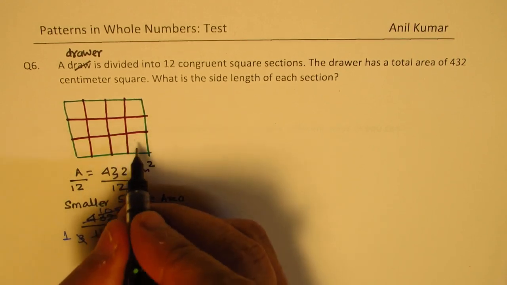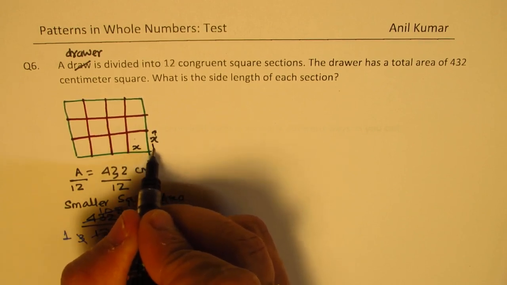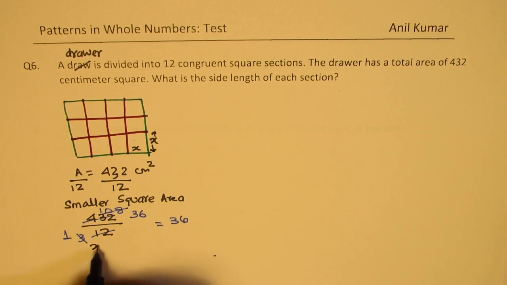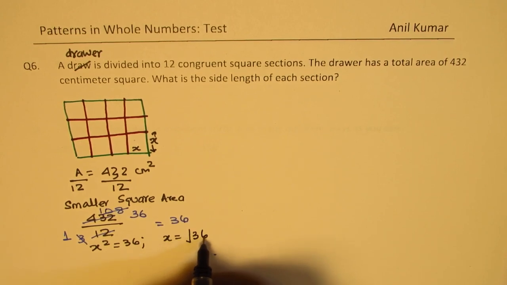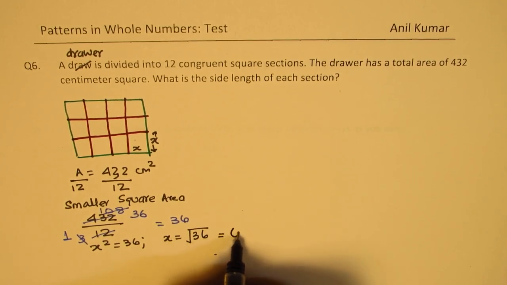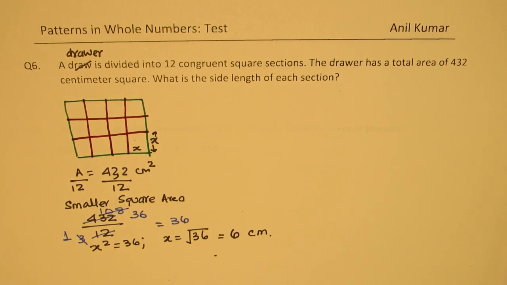So what is the side length of each square? Let's say x is the side length of each square, right? Let us say. So we know that x square is 36. That means x is square root of 36. And that is the number 6. And the units are centimeters. Do you see how we found it?